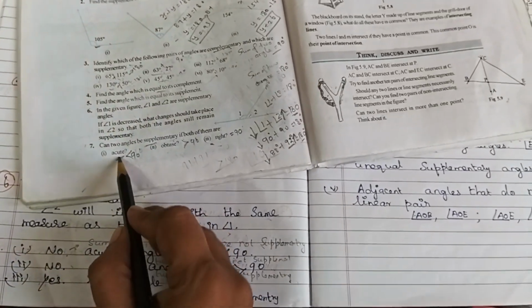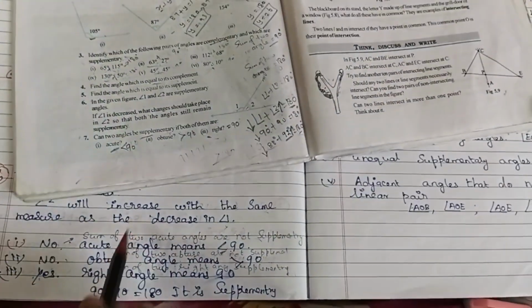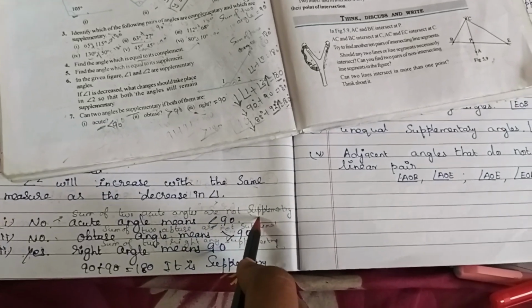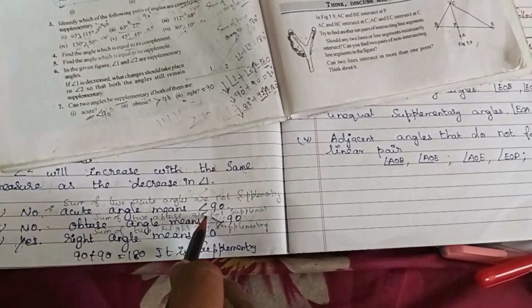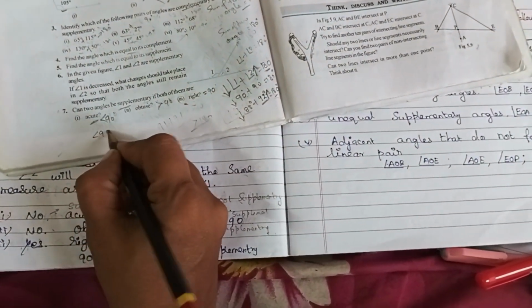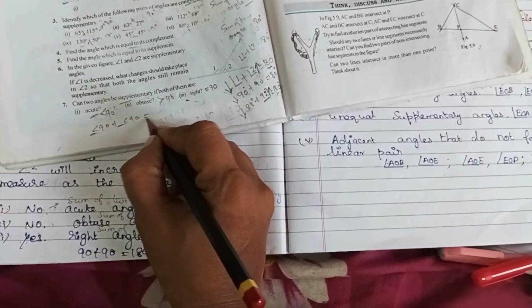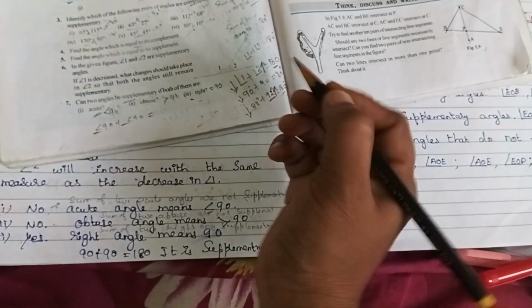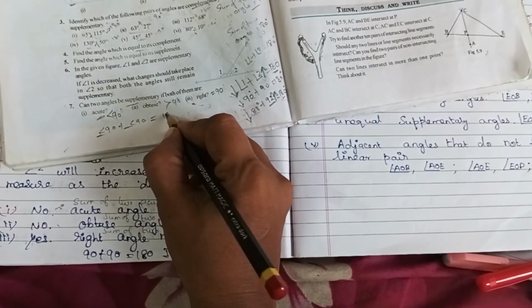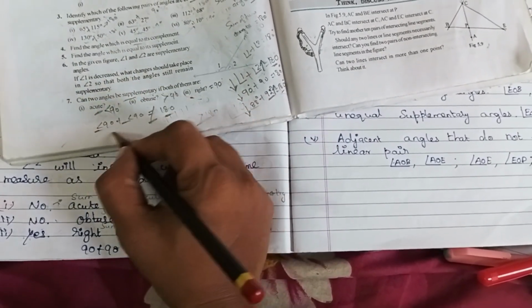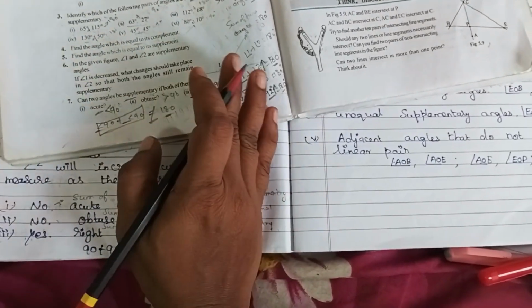First one is no. Why? Because the sum of two acute angles is not supplementary. Acute angle means less than 90. If you add less than 90 degrees plus less than 90 degrees, it is not equal to 180 degrees. Not equal, because 180 degrees is the supplementary. So its condition is not satisfied.